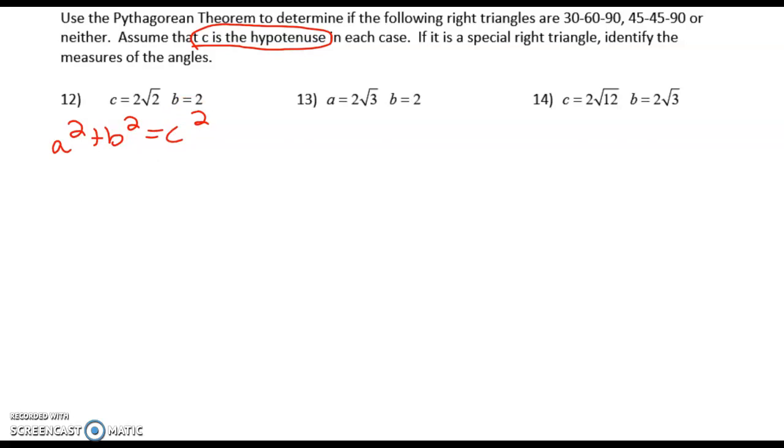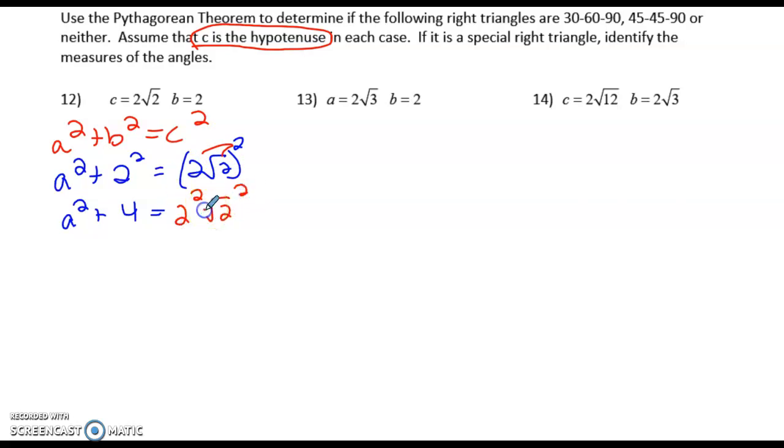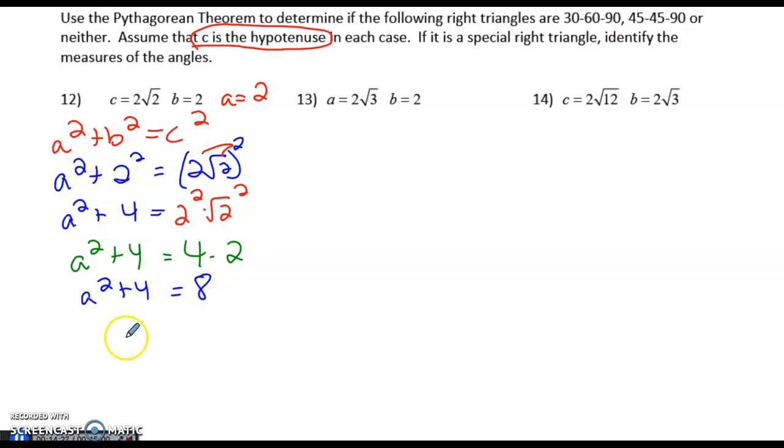And pause the video. All right, so hopefully you set it up. A squared plus 2 squared equals 2 times the square root of 2 squared. When we square this, we need to square both of these. So it becomes 2 squared and then the square root of 2 squared, and you're multiplying them. So we get A squared plus 4 equals 4 times 2. Square root of 2 squared is just 2. So we get it equal to 8.